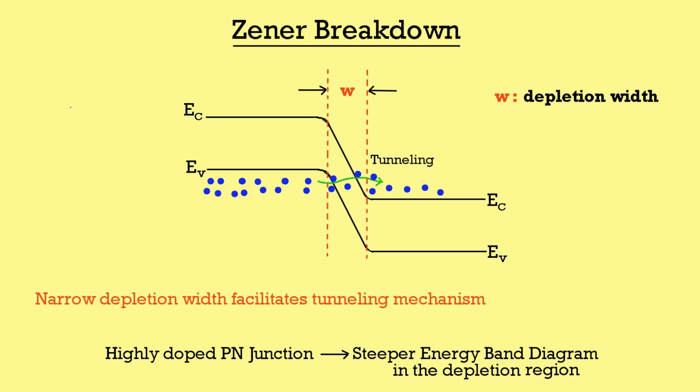It is very important to have sharp metallurgical junction and high doping so that chances of tunneling increases, leading to Zener breakdown. The electric field required for this type of ionization is of the order of 10 raised to the power 6 volt per centimeter.